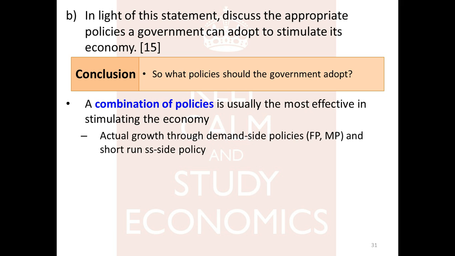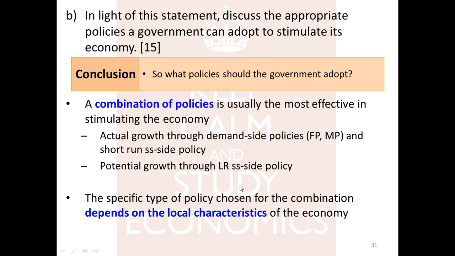Okay, we want to have policies that will give us actual growth. So these are the demand side policies and short run supply side policies. But we also want potential growth through long run supply side policies. So can you see that this is the combination of policies that we are talking about? Okay, and at the same time, which policies do you choose in the combination? That is also important, and that would depend on the local characteristics of the economy.